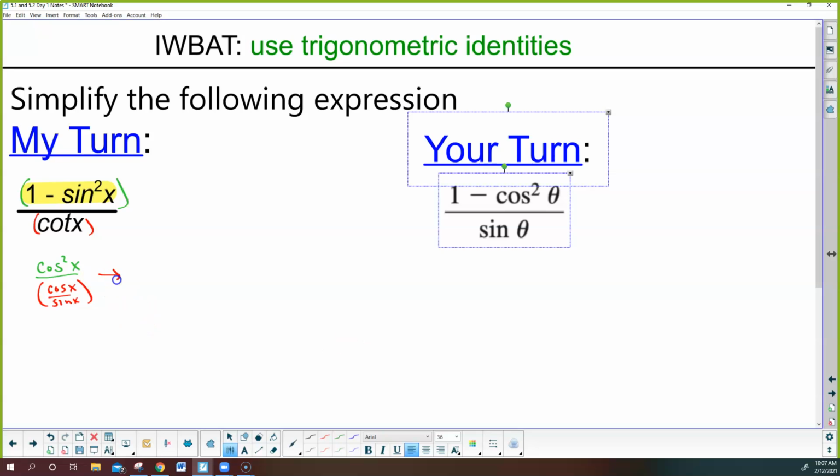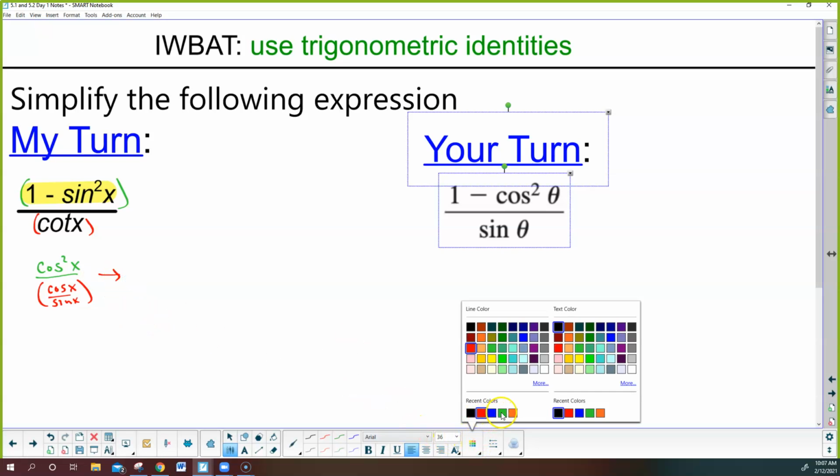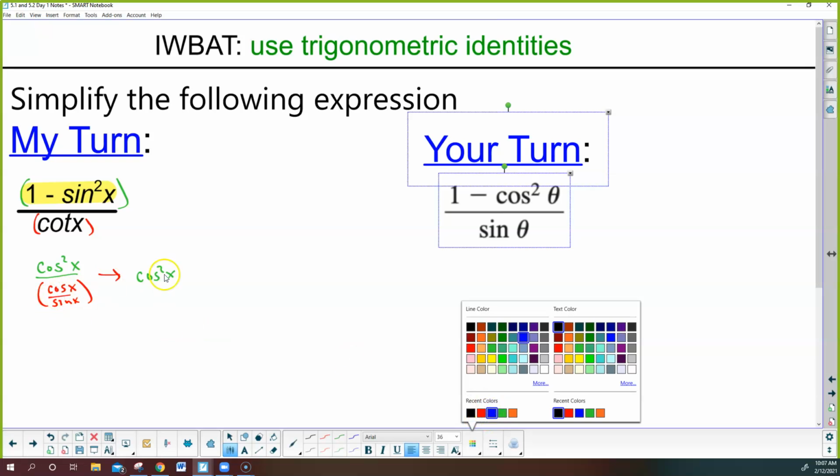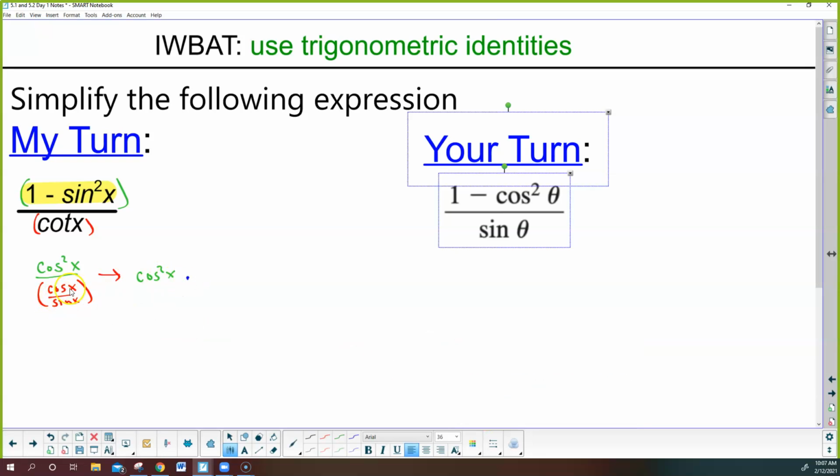Now notice, I have a cosine divided by a fraction. I do not like to divide by fractions. So we're going to change this to multiplying by the reciprocal. So instead of cosine over sine, it's going to flip, and it's going to be sine over cosine. And then now I have a fraction times a fraction.